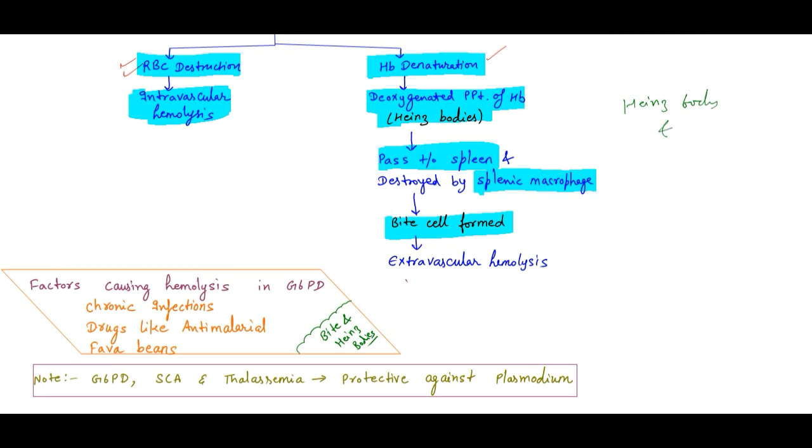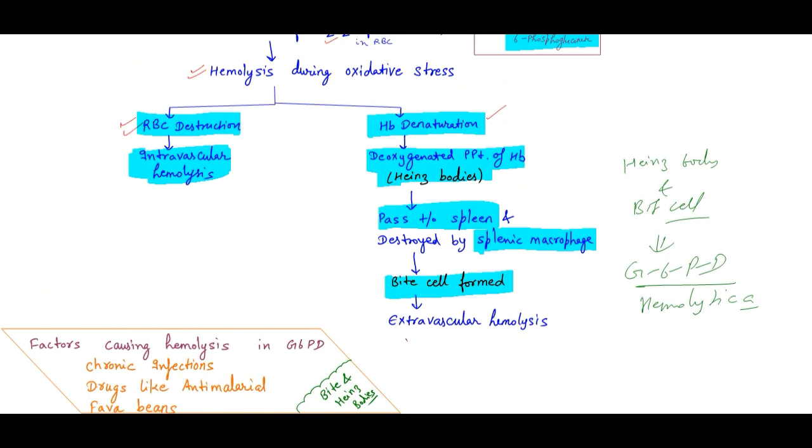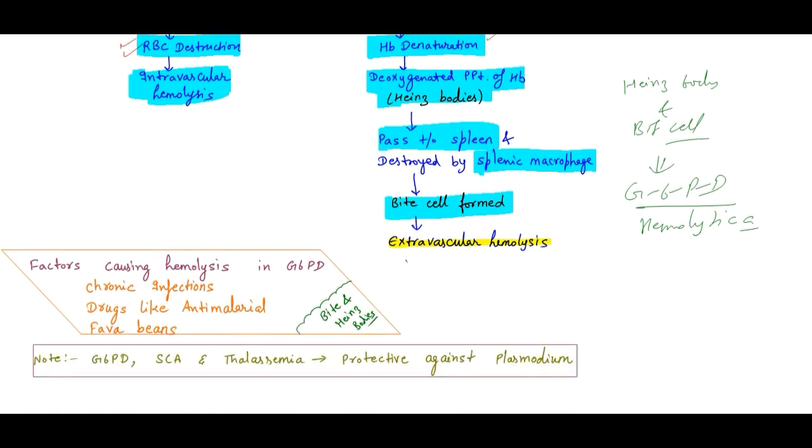Heinz bodies and bite cells will be seen in G6PD deficiency or hemolytic anemia. We can say hemolytic because it is a type of hemolytic anemia. So here is extravascular hemolysis. Sir, just now we were saying intravascular, but now it is extravascular. So remember, in G6PD there is both intravascular hemolysis as well as extravascular hemolysis seen. The anemia in which both intravascular and extravascular hemolysis are seen is G6PD deficiency.